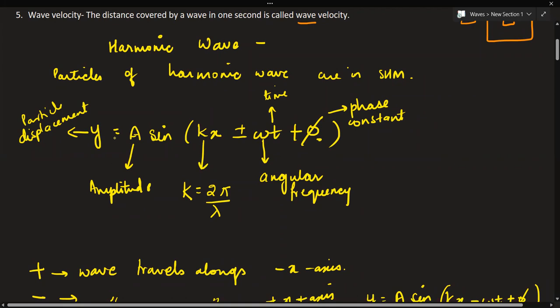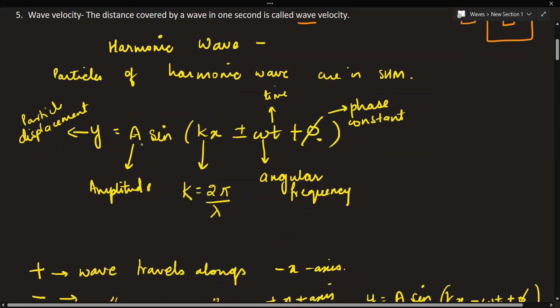The simple basic representation of a harmonic wave is the particle displacement. You should remember this because velocity, acceleration, all the terms are related to displacement ultimately. So you should remember how we represent a wave. That is given by y equals A sine (kx plus minus omega t plus phi naught).